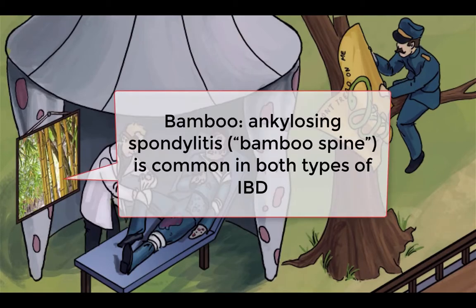Finally, there's ankylosing spondylitis. This is a classic buzzword for IBD. Patients present with worsening back pain and eventual bending forward of the spine. Remember that ankylosing spondylitis is our classic bamboo spine, hence the very out of place bamboo that we have growing next to the medical tent.